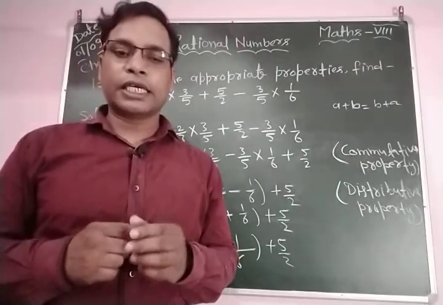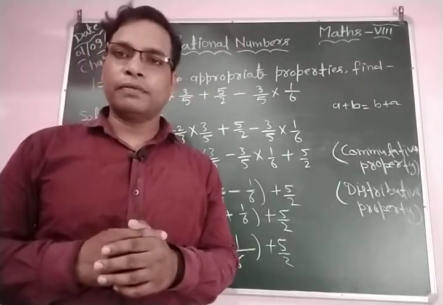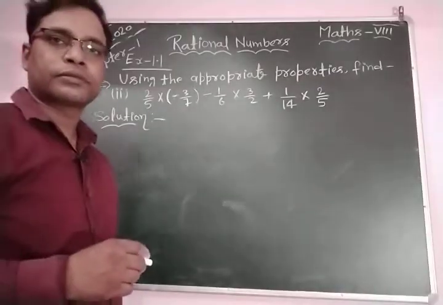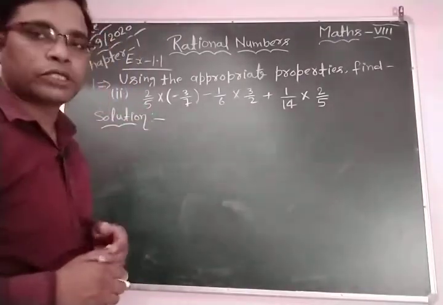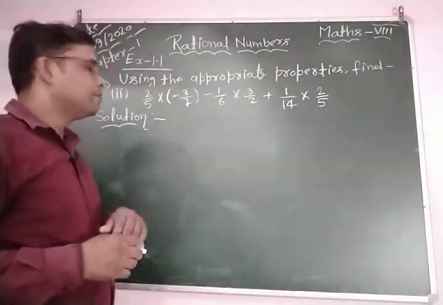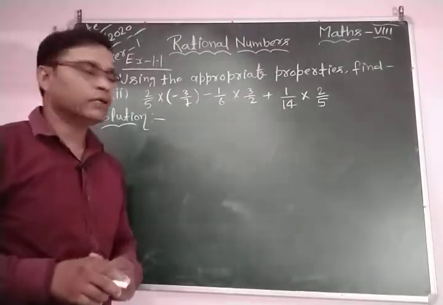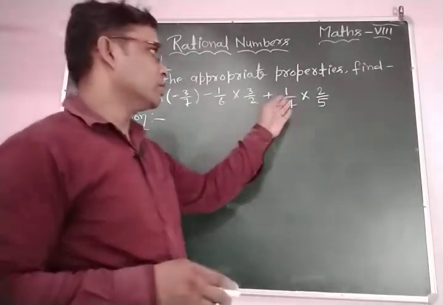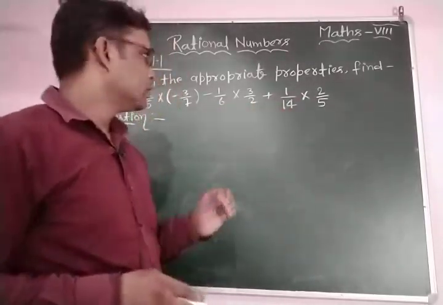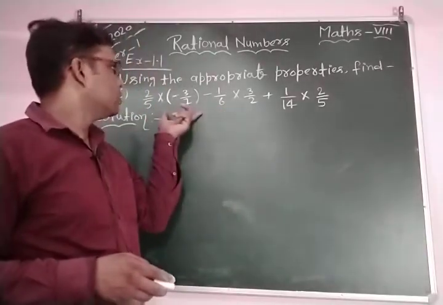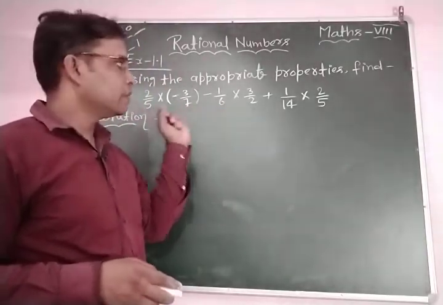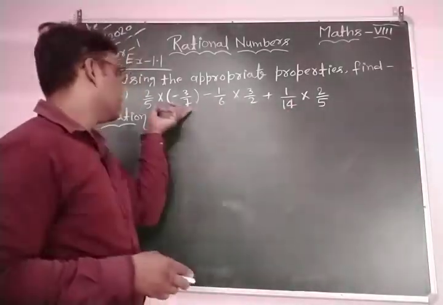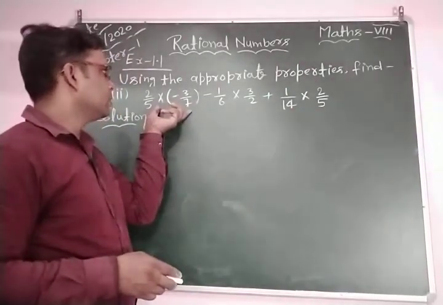And the next, second part of this question number 1, let's see what it is. This is the second part of question number 1. It has 2 by 5 into minus 3 by 7 minus 1 by 6 into 3 by 2 plus 1 by 14 into 2 by 5. Okay, so if you observe the first term and second term, you find nothing common between them, and the third term and second term, nothing common, but the third term and the first term have 2 by 5 common.